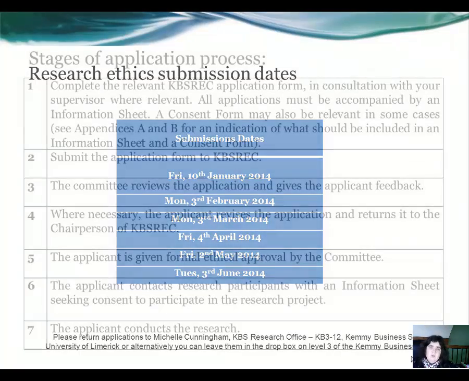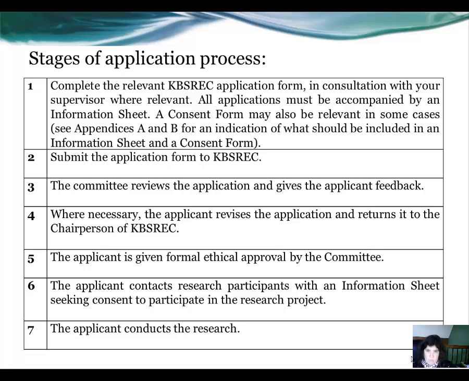So what are the stages of the application process? So you complete the relevant application form in consultation with your supervisor. All applications must be accompanied by an information sheet. Where appropriate, a consent form may also have to be submitted. You submit the form to the KBS Research Ethics Committee through Michelle Cunningham. The committee reviews the application and gives you feedback.